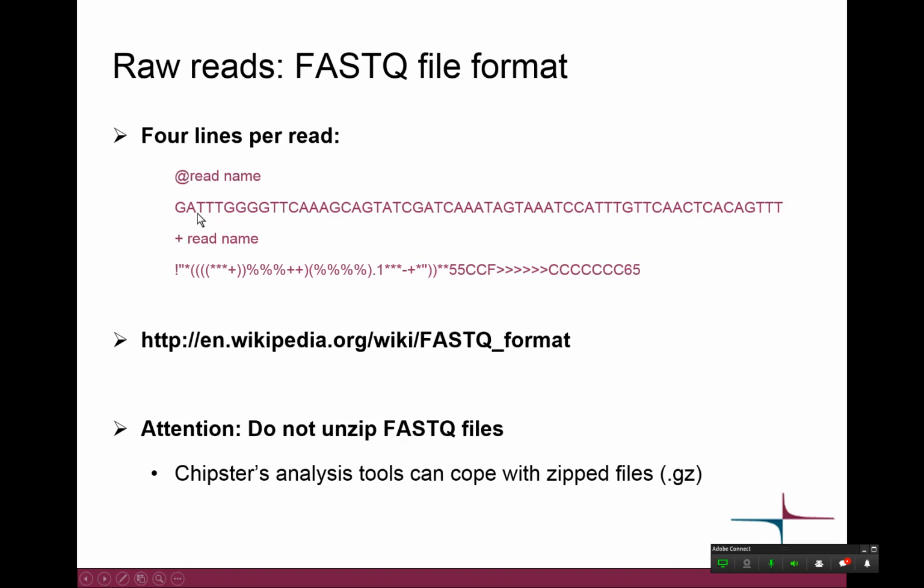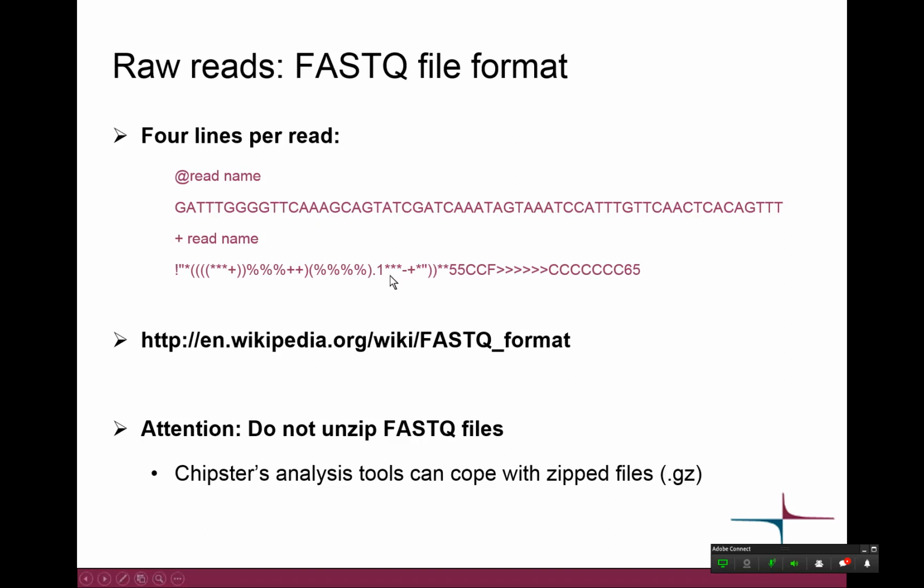So there's the read name twice, and then the read sequence here, and then this weirdly looking quality coding for all the different bases in your read. We will be looking at more details of that later on, so don't worry too much. If you want to know more about this format, Wikipedia has actually quite a good page regarding that. And like Eija already mentioned, you don't have to unzip your fastq files. Chipster can deal with zipped files just fine, so you don't really have to check this file in detail.